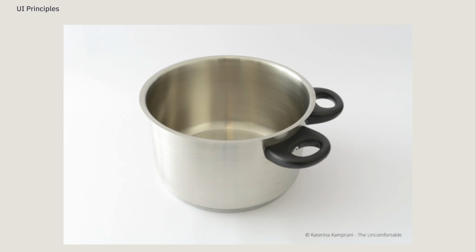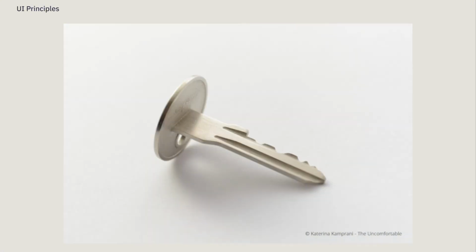Here you can think about a big pot of soup or boiling water. Having the handles on opposite ends of the pot affords us to hold it level. If those handles are too close together or on the same side of the pot, that becomes much more difficult, or we lose that affordance. A key affords turning through leverage. It also affords us to pull it back out of the lock with the head on the end of it.